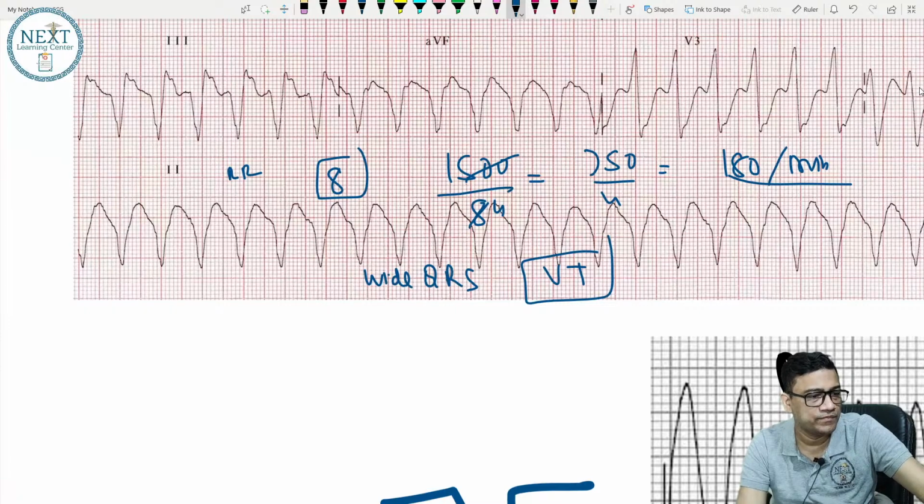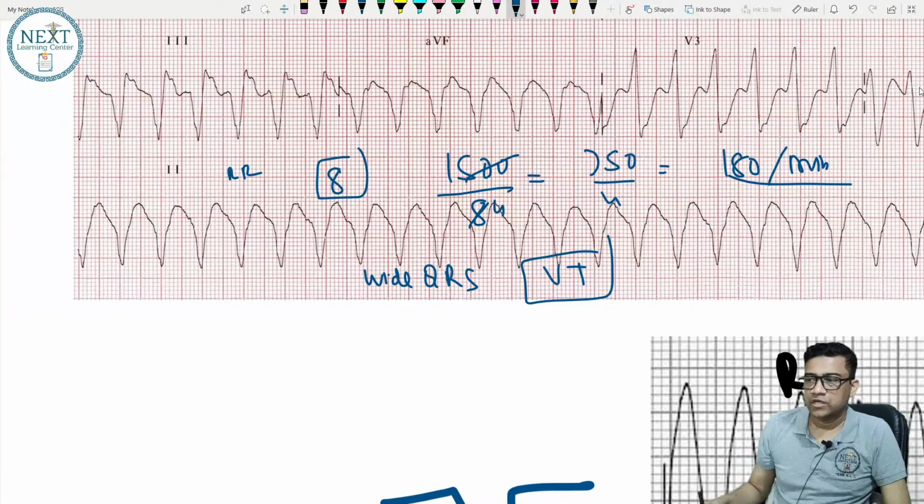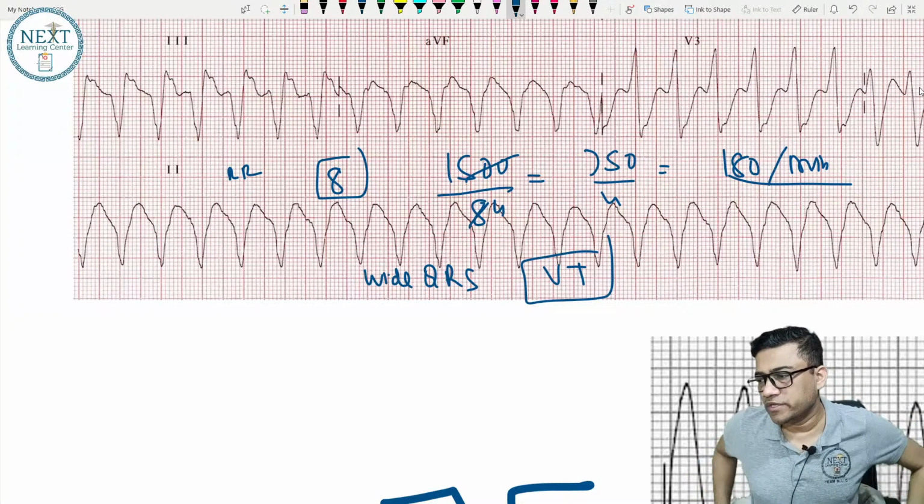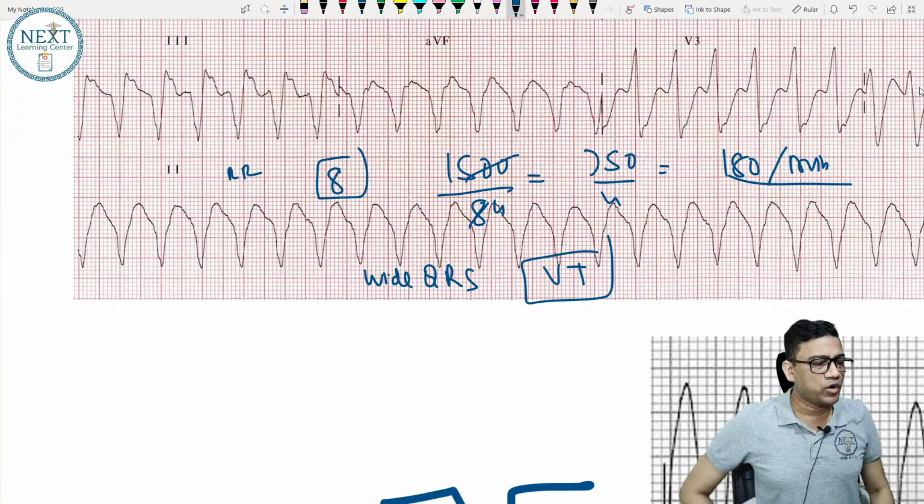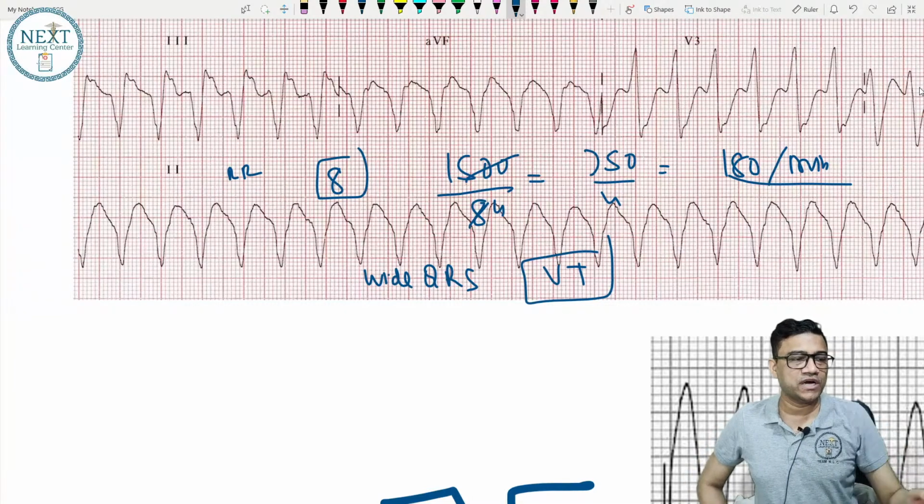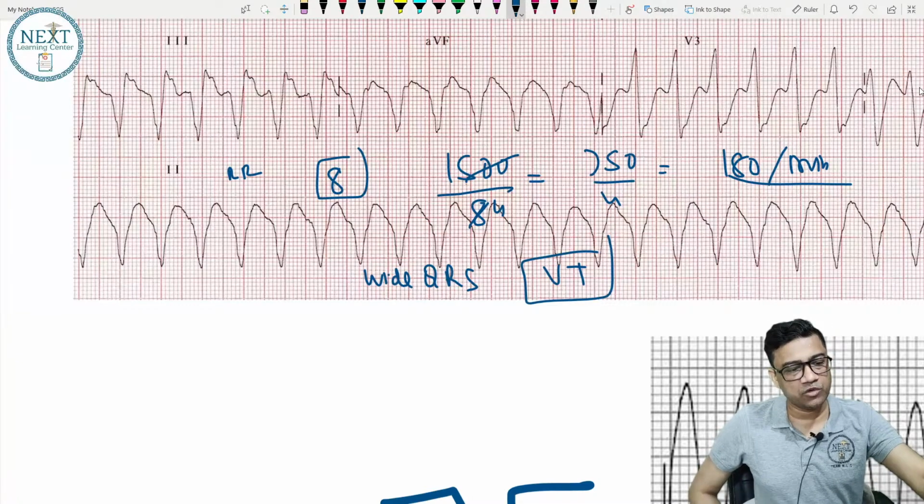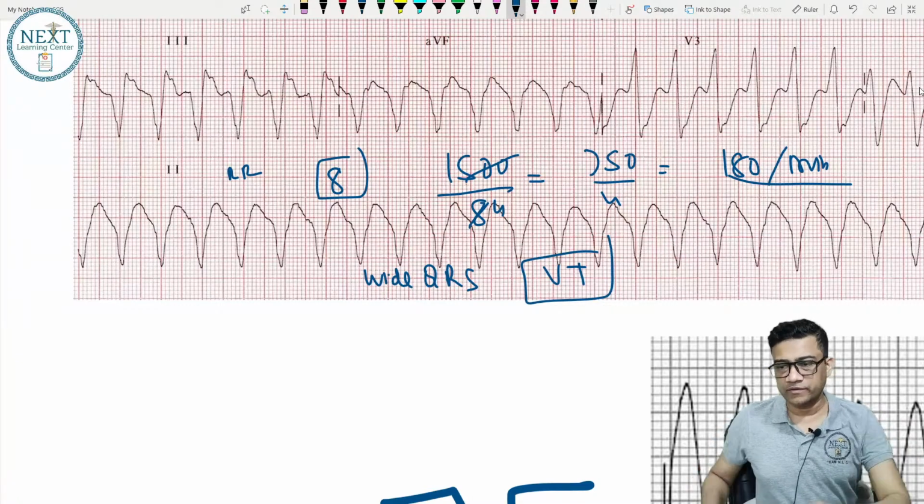Let's continue. Okay. So treatment is amiodarone or lignocaine. If not responding, cardioversion. Yes. See, propranolol is not used in this case. We'll be using cardioversion if BP is low. Else we'll give lignocaine.